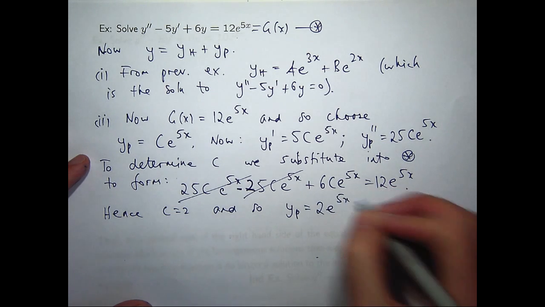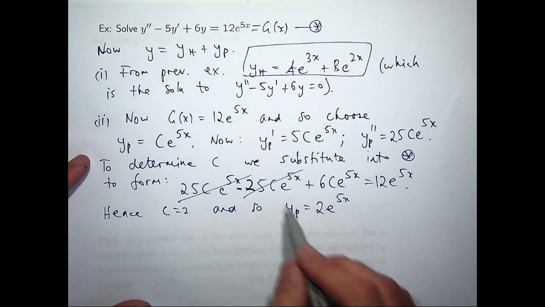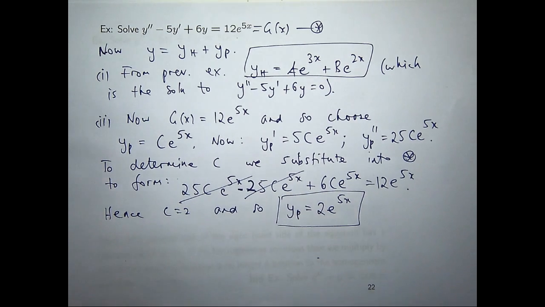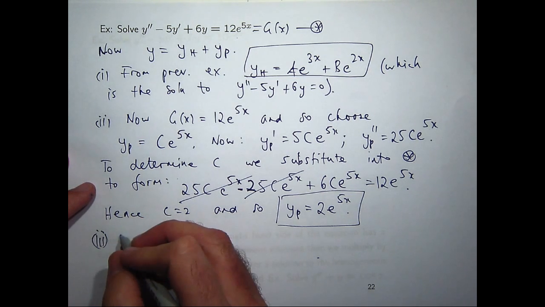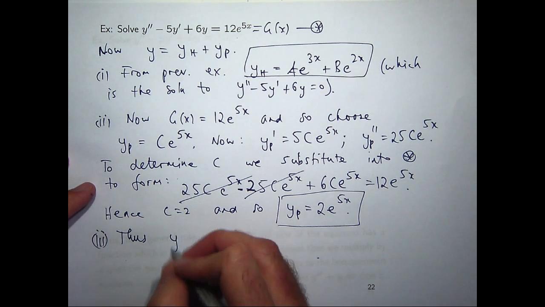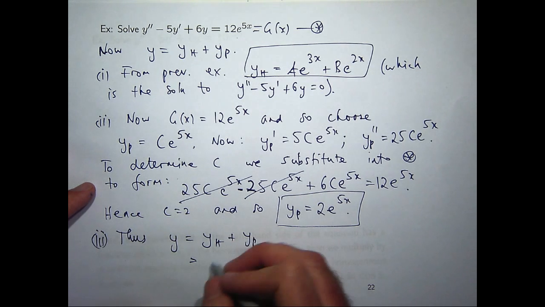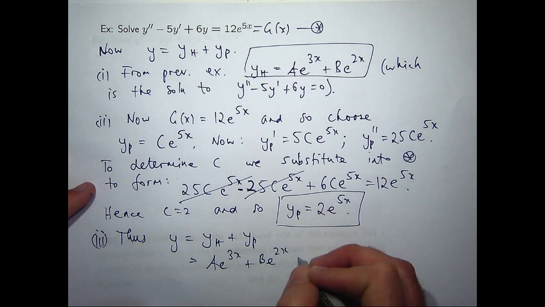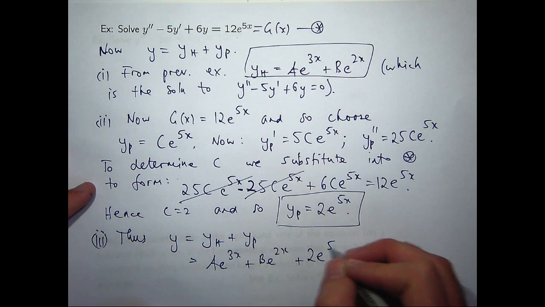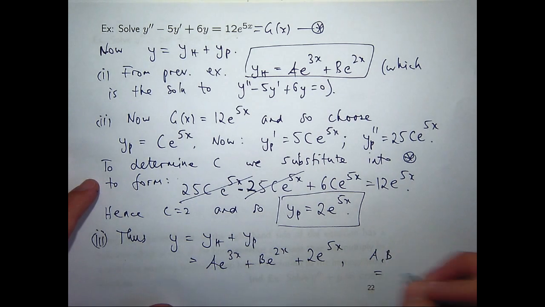So we've got our homogeneous part. We've got our particular solution. So let's just add them together. So I'm going to get something like a e to the 3x plus b e to the 2x plus 2 e to the 5x, where a and big B are constants, arbitrary constants.